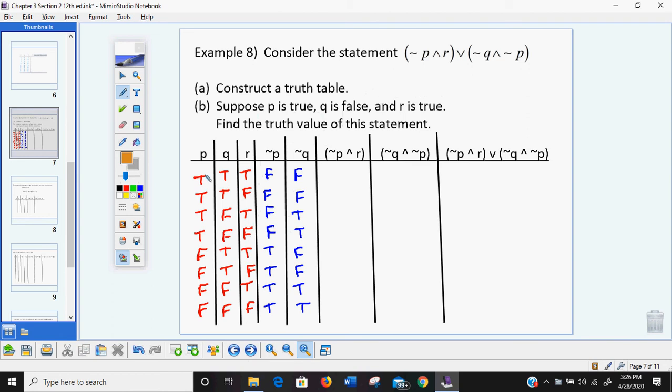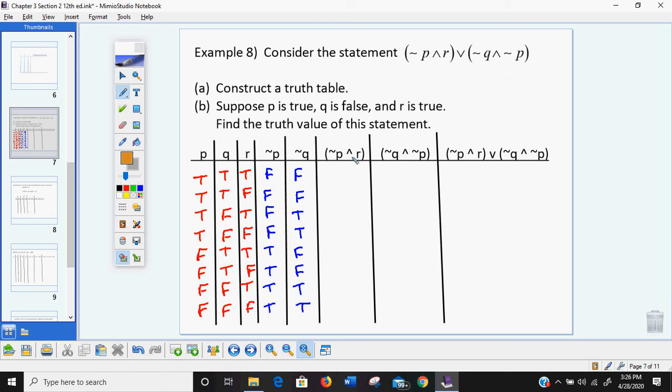So I went ahead and filled in all the P's, all the Q's, and all the R's. If you look up here, I need a not P and a not Q. I don't need a not R, so I did not do that column. So I took all the P's, turned them around. You get 4 false, 4 true. The Q's, not Q would be false, false, true, true, false, false, true, true. Okay, now remember, everything with a parenthesis needs its own column.